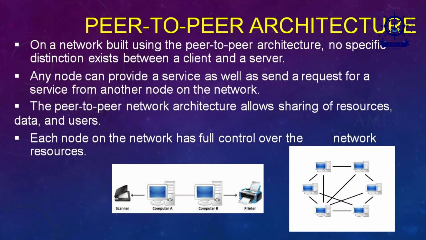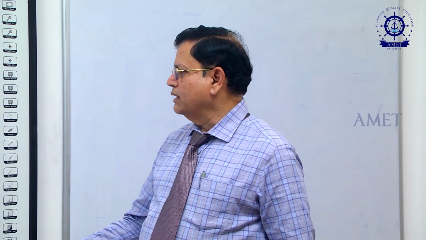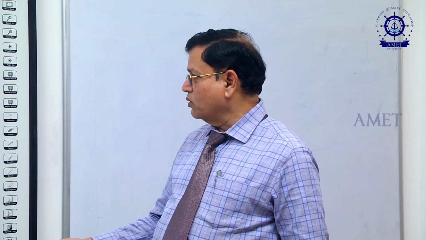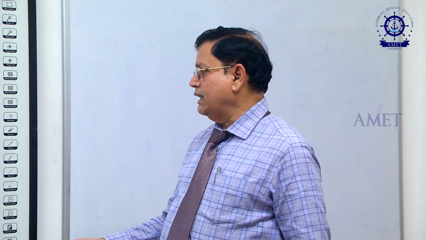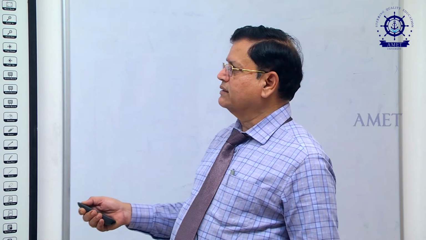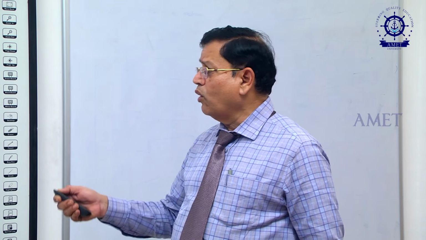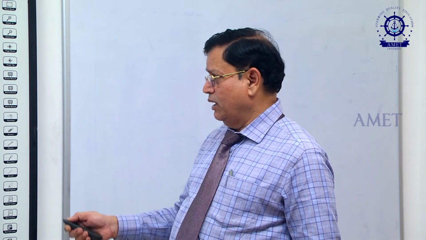Peer to peer architecture, the name says peer to peer, it means what? One to one. So, if you see the diagram, computer A is connected to the scanner, computer A is also connected to computer B, which is also connected to the printer. So, what does it mean, peer to peer? There is no specific distinction between client and server; all nodes in peer to peer architecture are the same.